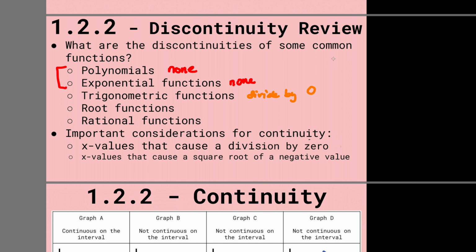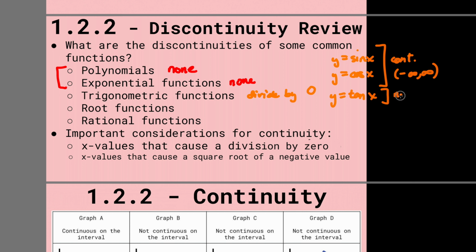If you had something like y equals sine x or y equals cosine x, those are continuous everywhere, from negative infinity to infinity. But tan x, on the other hand, is not continuous because tan x is actually sine of x divided by cosine of x, and cosine of x can be equal to 0. So since tan is a ratio, you're dividing by that cosine of x. That means that you could technically be dividing by 0. So trigonometric functions do have instances where you are dividing by 0.